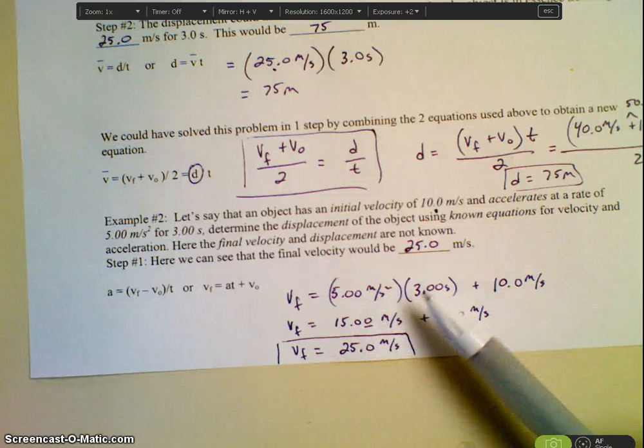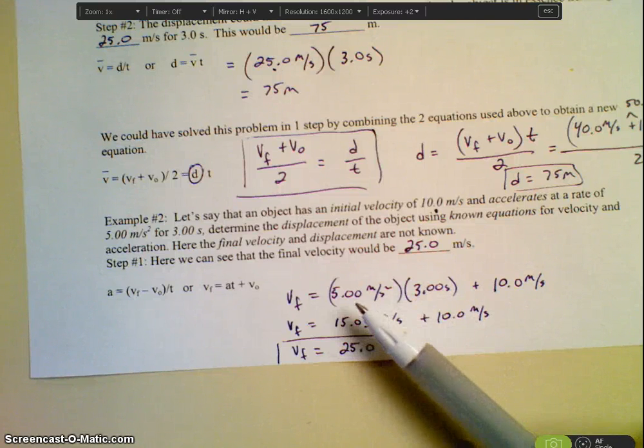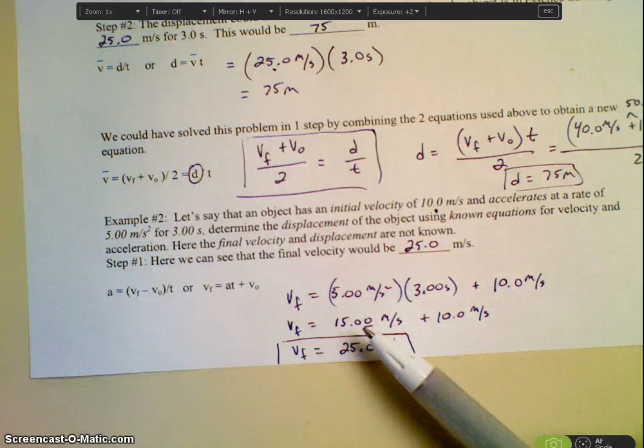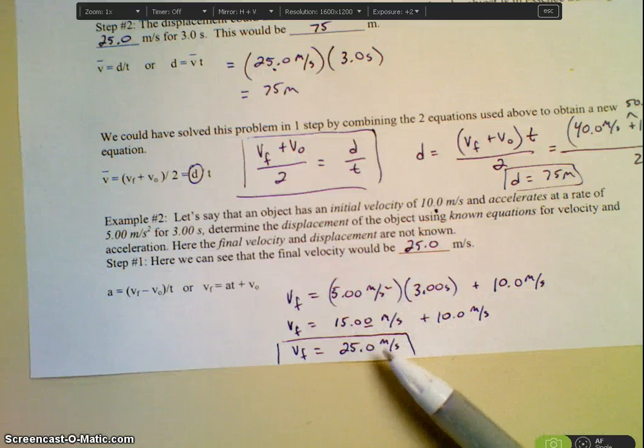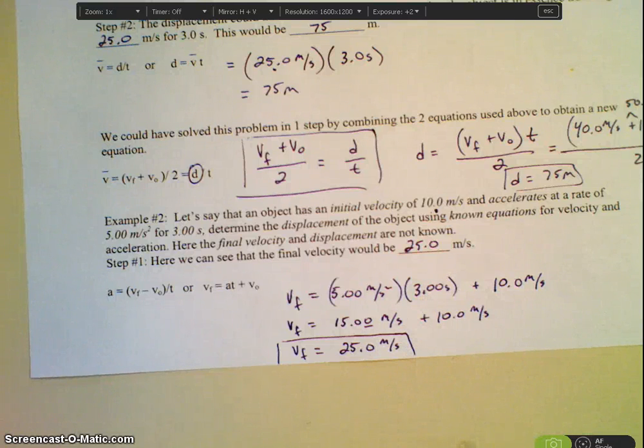Okay, here's the answer when you solve it out. Multiply the A times T, and to get this value, again, 3 digits, answer has 3, but I'm going to use it in a calculation, so I carry an extra digit and underline it. Show my addition rule, I'm good to the 10th, good to the 10th, answer's good to the 10th. There's my VF.